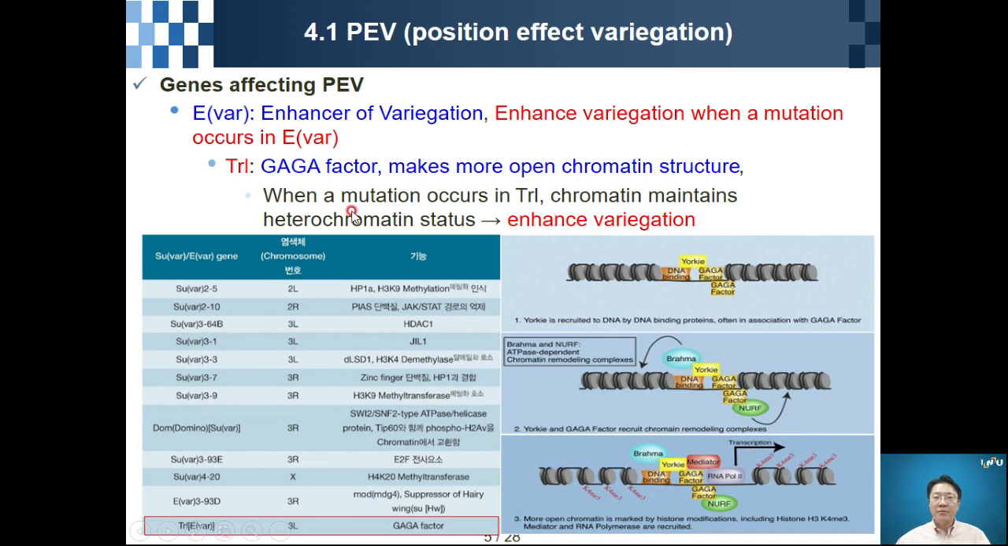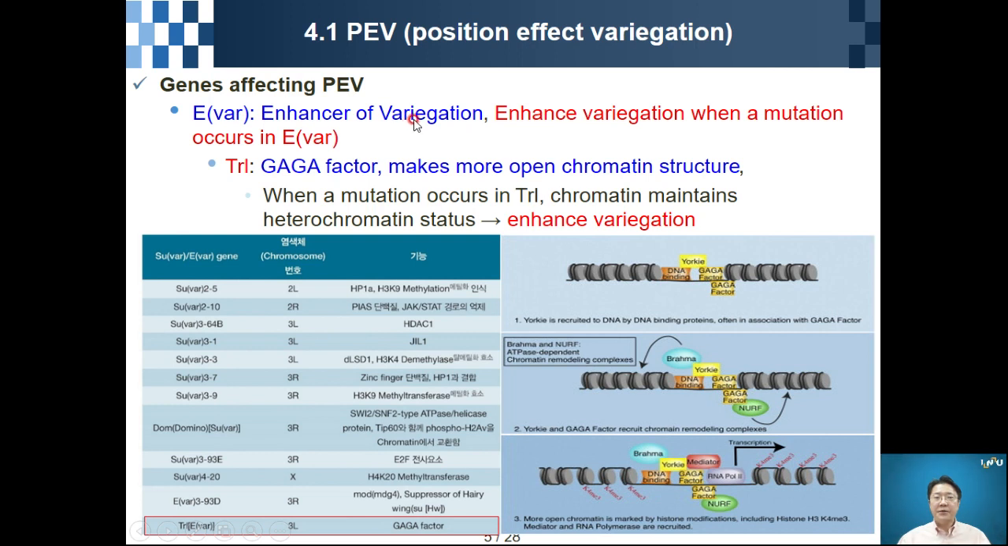So when a mutation occurs in TRL, the chromatin maintains heterochromatin status. So it means that when it stays in the heterochromatin status, it will enhance variegation. Okay, so the E(var) means enhancer of variegation.